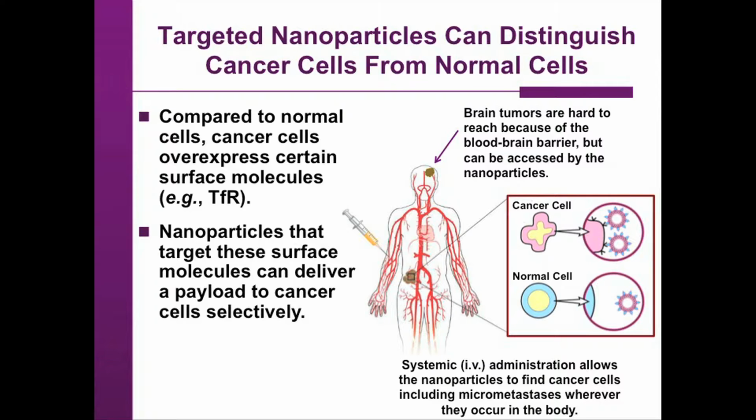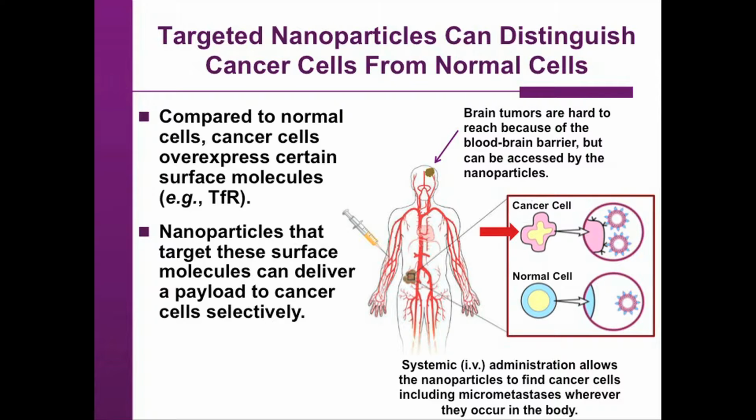This is no simple task, as our own bodies are responsible for both cancer cells and normal cells. Even our own immune systems commonly cannot distinguish the two, and commonly do not participate effectively in the process to rid the cancer. As previously mentioned, compared to normal cells, cancer cells overexpress certain surface molecules, such as TFR, the transferrin receptor. Nanoparticles that target these surface molecules can target cancer cells selectively, but avoid normal cells. The diagrams in the red square on the right illustrate this process.